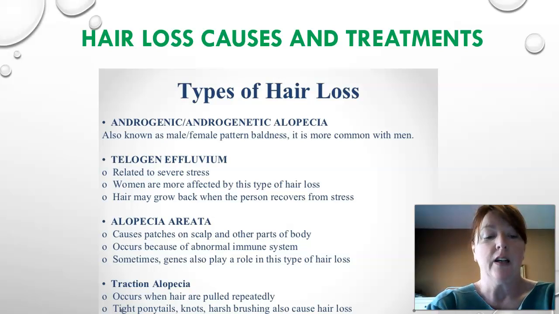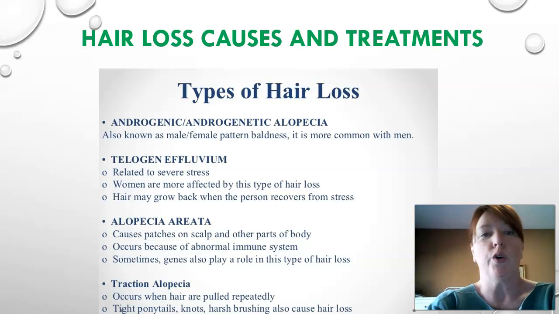Alopecia areata causes patches on the scalp and other parts of the body. It occurs because of an abnormal immune system. Sometimes genes also play a role in this type of hair loss. And traction alopecia occurs when hairs are pulled out repeatedly. Tight ponytails, knots, and harsh brushing can also cause hair loss.